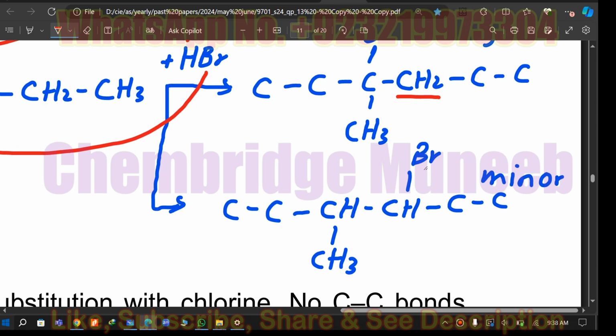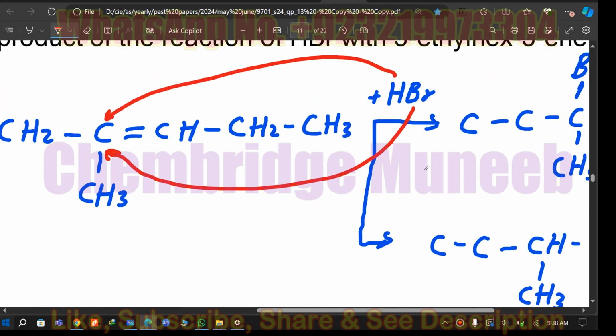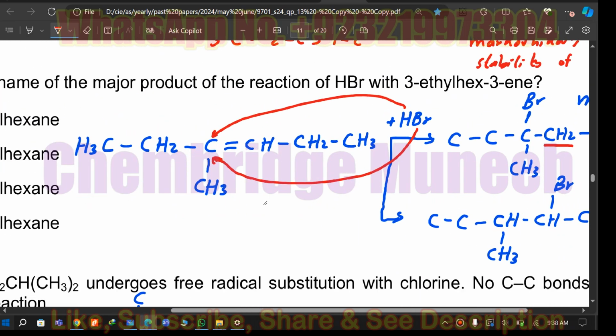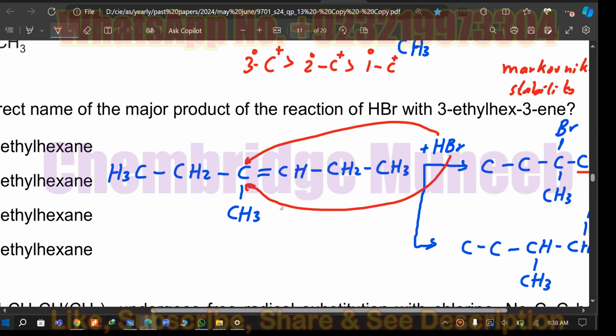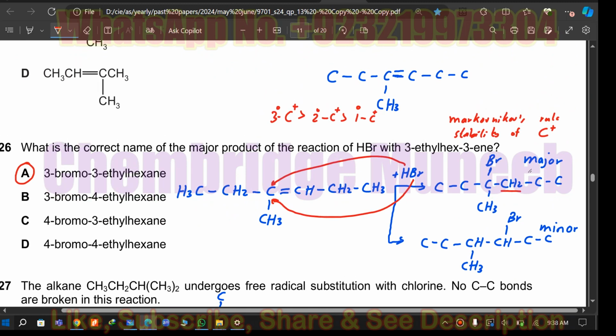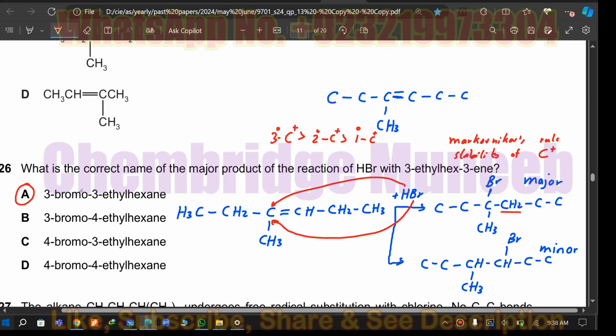But the question is saying to find the name of the compound formed as the major product. Find the name of the major product. So the major product is this one, A. We can see its name: bromine is on position number 3, methyl is on position number 3. So yes, that's the right answer.